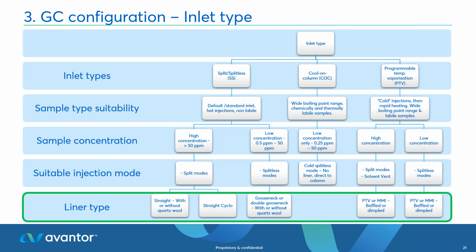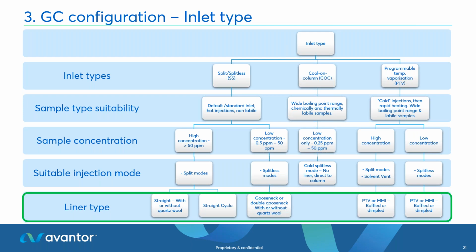With the liner type, very different for each of the injection modes. With the split injections, there's a lot of flow going through the inlet and through the liner. So these tend to be straight liners. You can use them with or without quartz wool. You can have more specialized liners, a straight cyclo liner.